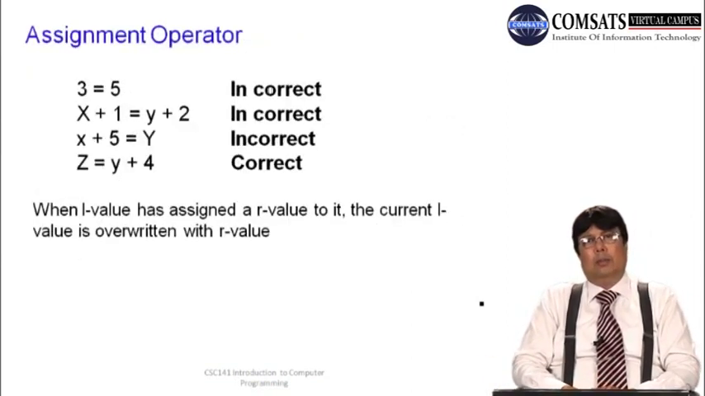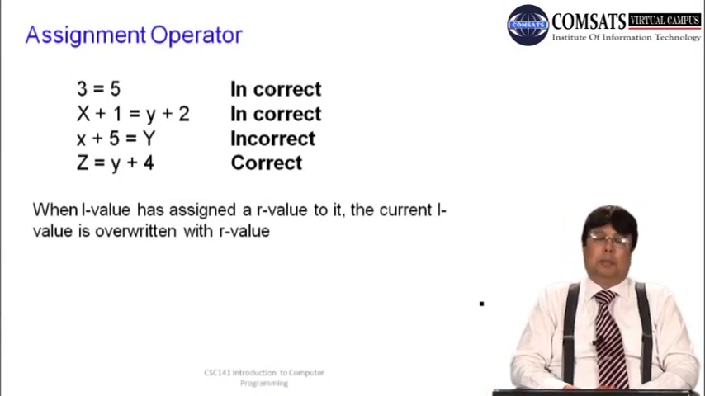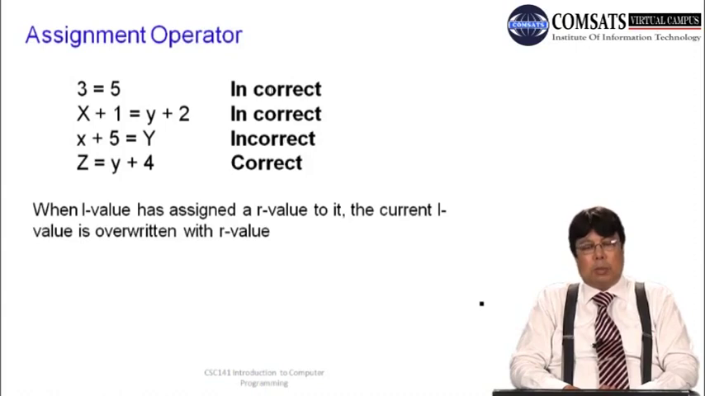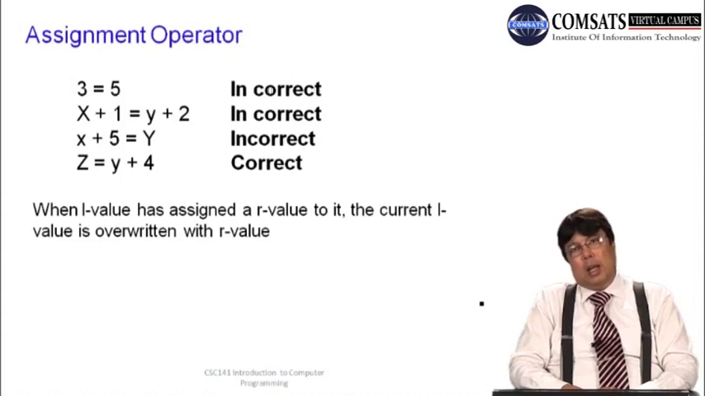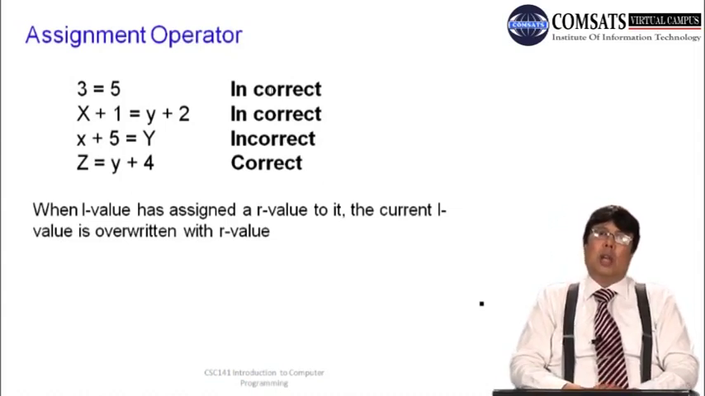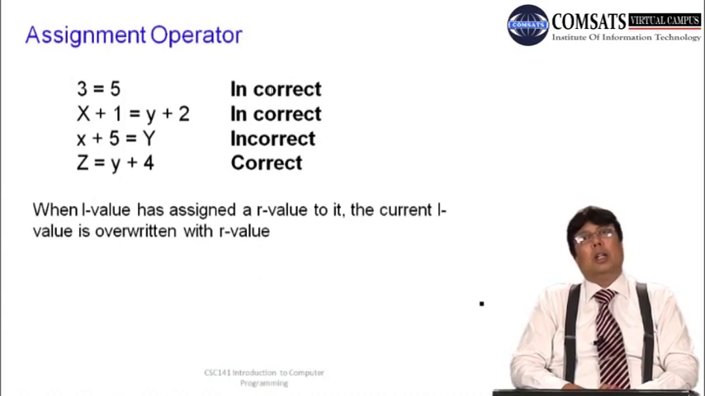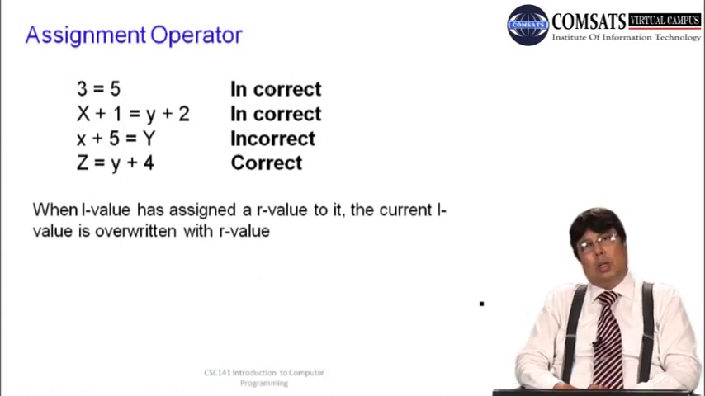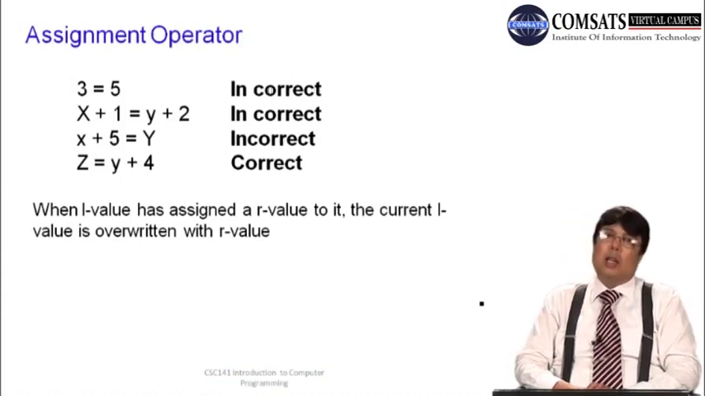Can we say 3 is equal to 5? मैथमेटिकली भी नहीं कह सकते और सी लैंग्वेज में भी नहीं कह सकते. It is incorrect. Can we say x plus 1 is equal to y plus 2? No, ये भी नहीं कह सकते. Why? I just said कि left side पे you can only put the variable name. x plus 1 is an expression, so you cannot equate two expressions क्योंकि ये एक assignment operator के थ्रू आप इसको यूज कर रहे हैं. तो R वैल्यू जो है वो y plus 2 है. You cannot assign it to x plus 1.